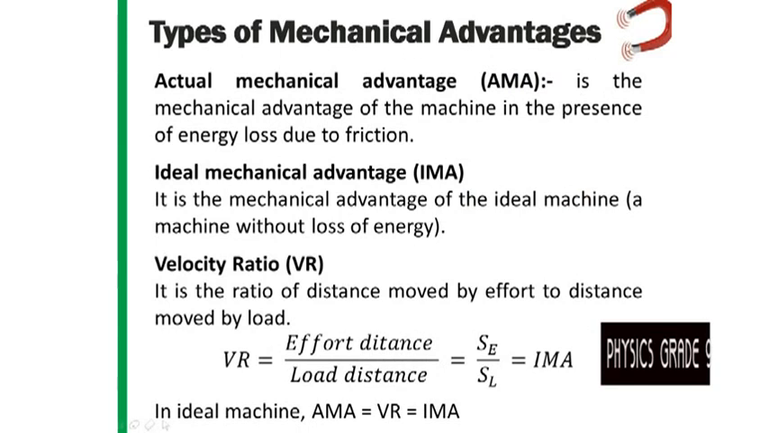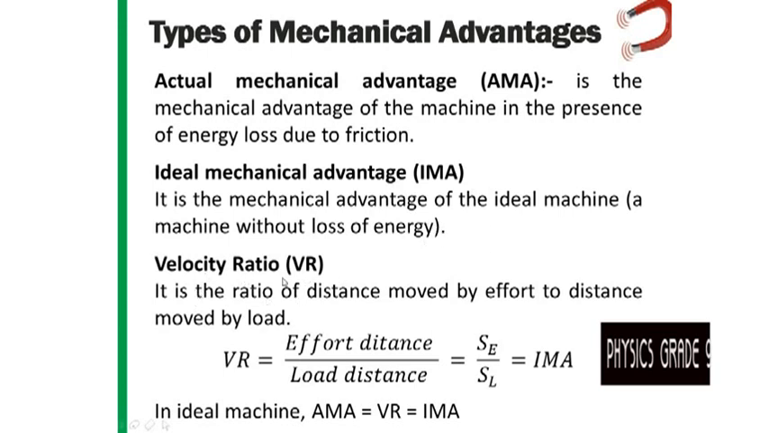So there are a number of different types of mechanical advantages. There is the actual mechanical advantage, usually written as AMA, and this really is just the mechanical advantage of the machine in the presence of energy loss which is due to friction. And we can see this in many of the machines that are operating around us. Now, the ideal mechanical advantage, the IMA, is really the mechanical advantage of the ideal machine, where there is no loss of energy. And that would be the perfect machine.